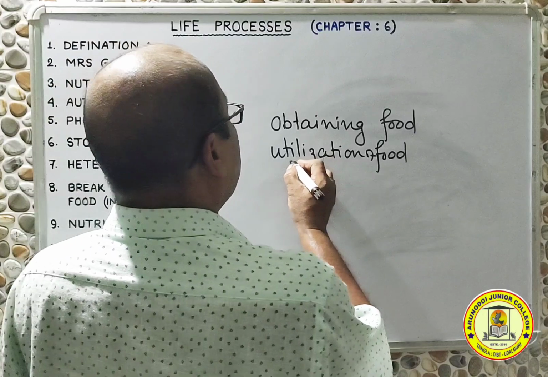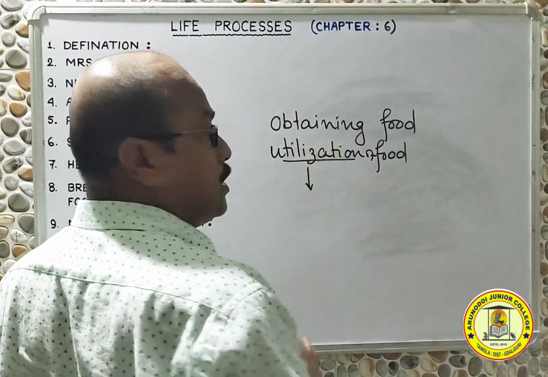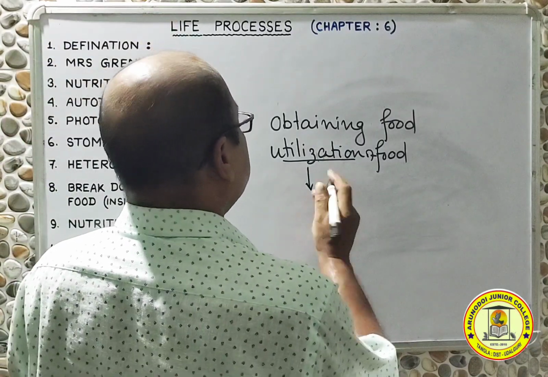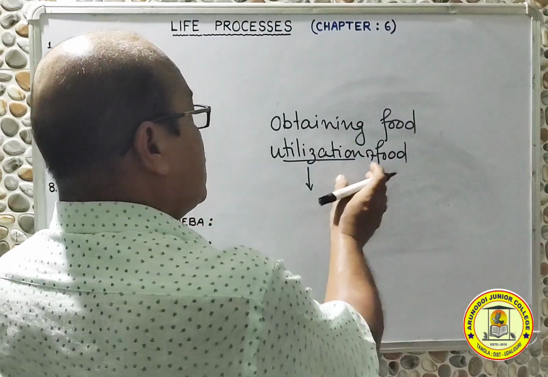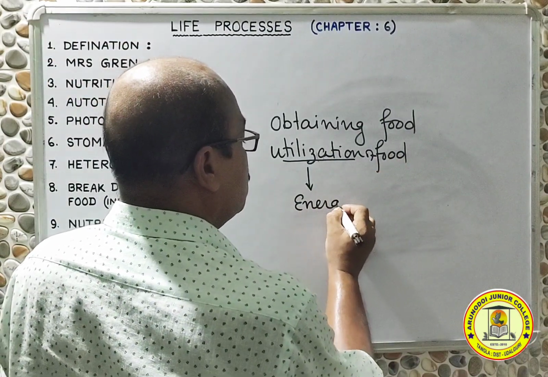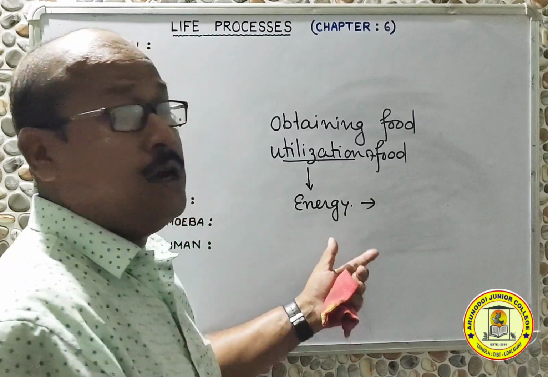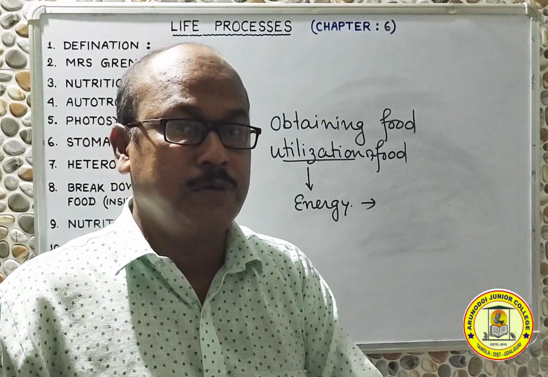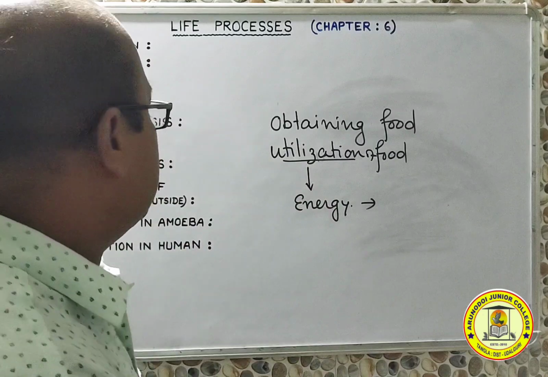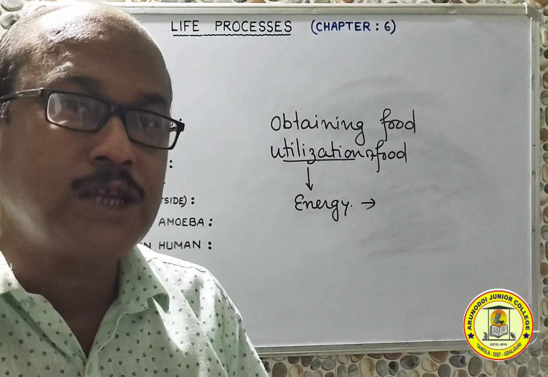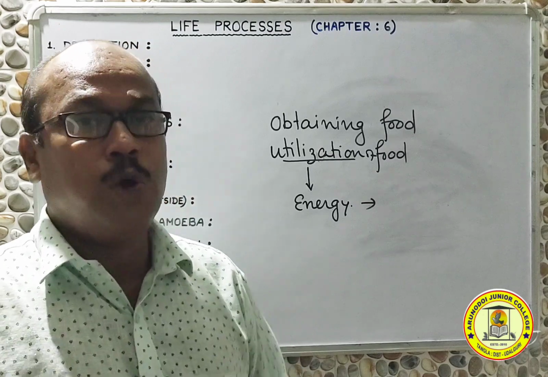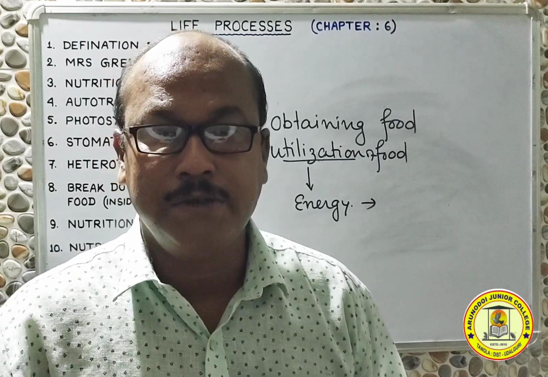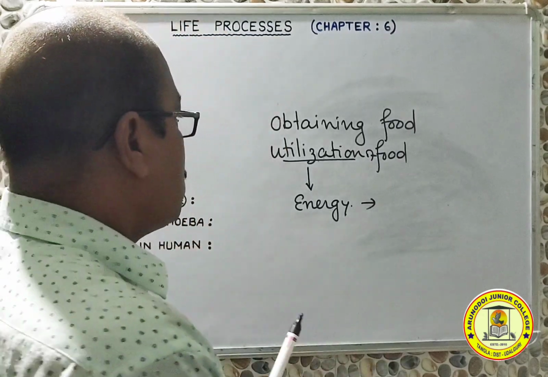Now the question is, why is the food utilized? Food is utilized to carry out the different biological activities. Because to carry out all the different biological activities, the food will provide us with energy, and by using this energy, we will be able to carry out the different life processes, and these life processes ultimately will keep us alive. So this is what nutrition is. Nutrition is the complex process of obtaining food followed by utilization of food to carry out the different life processes or vital activities necessary to keep us alive. That is called nutrition.